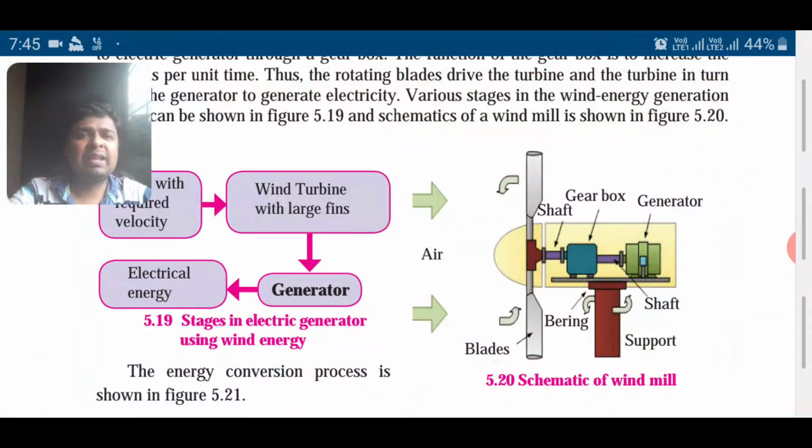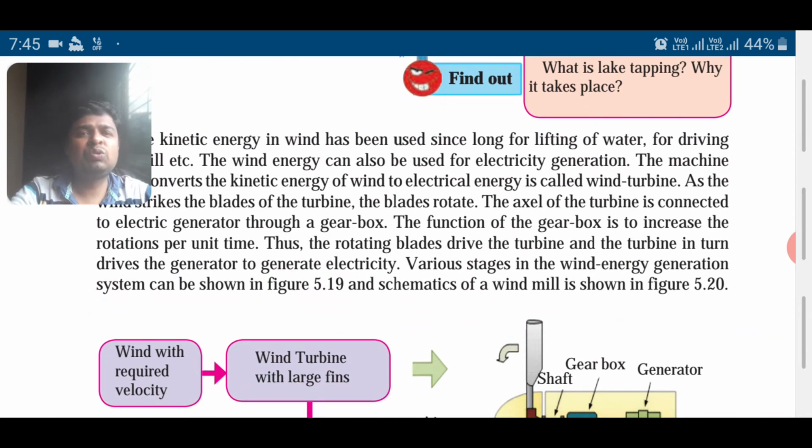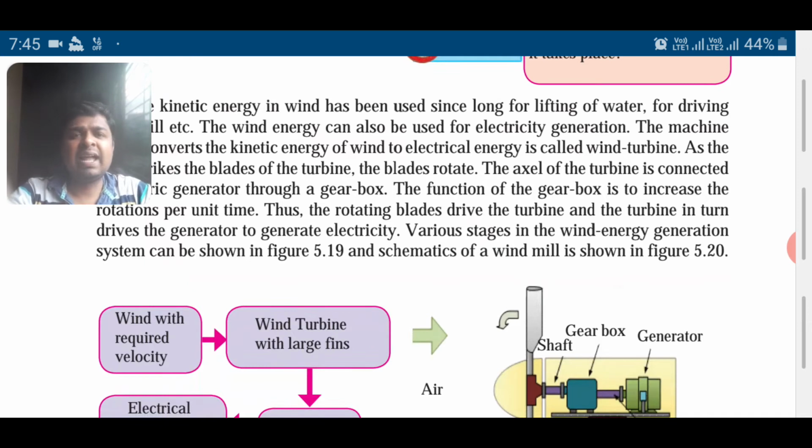Here blades are there. The air that comes in contact with the blades will move them. Then a gearbox is there, a shaft is there, and electricity will be generated. The function of the gearbox is to increase the rotations per unit time, because the rotating blade alone will produce very little electricity. We want more electricity, that's why we use a gearbox. The number of rotations increases, and because of that we can have more electricity.